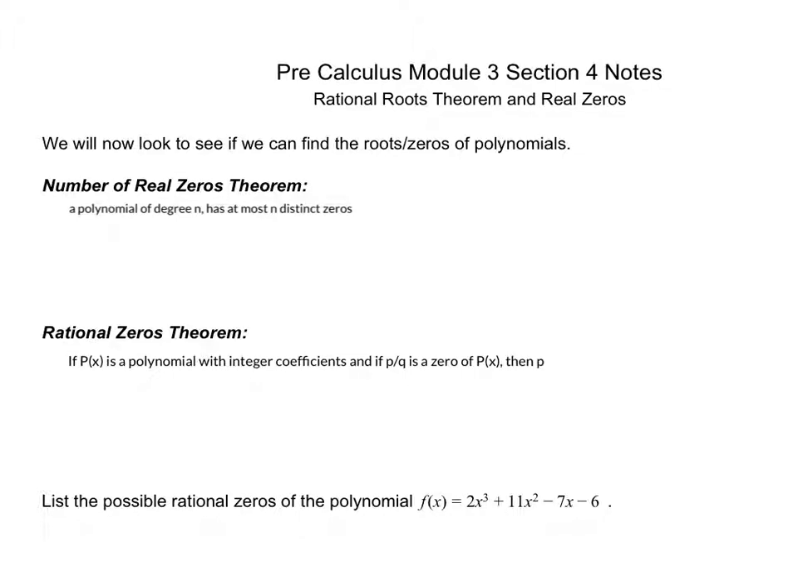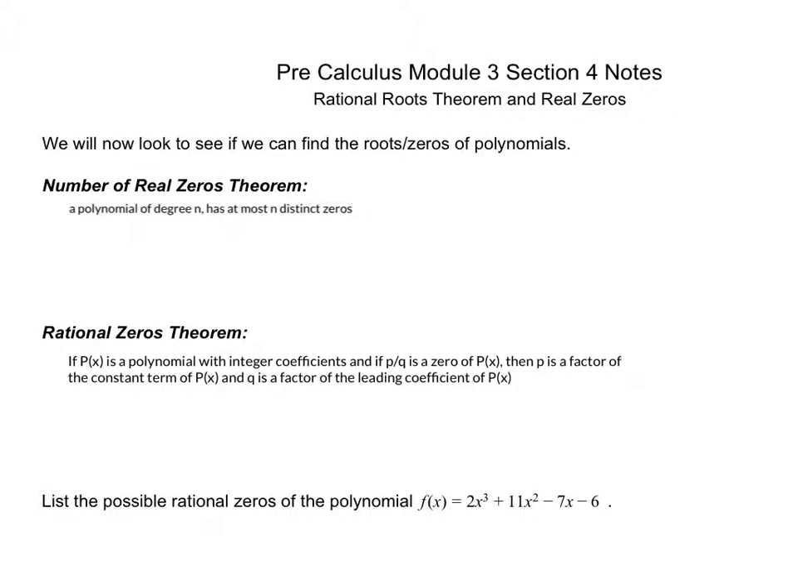then p is a factor of the constant term of p of x, and q is a factor of the leading coefficient of our polynomial p of x.